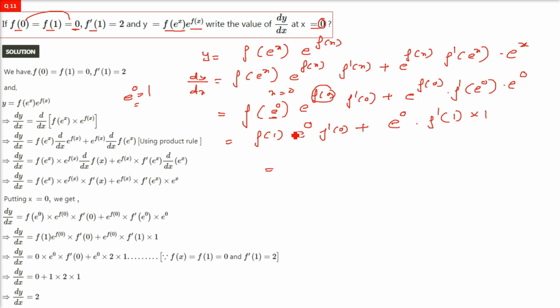So what do you get? See, as I told you, f(1) is 0. Once it is 0, you don't have to worry about any other thing. It is 0, as anything multiplied by 0 is 0 only. And then we have e to the power 0 is 1. Then we have f'(1), and f'(1) is already given in the question, which is 2, and 1. So 2 into 1 into 1 is 2. 2 plus 0 is 2 only. dy/dx is ultimately 2.